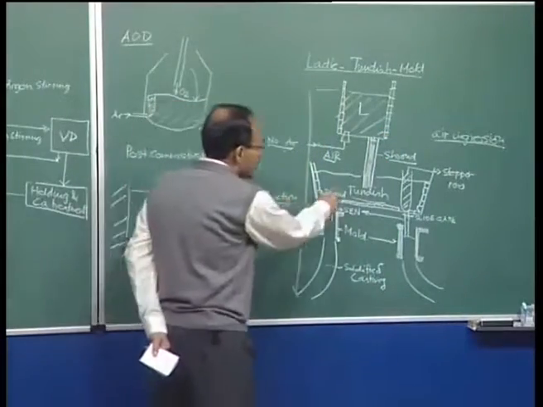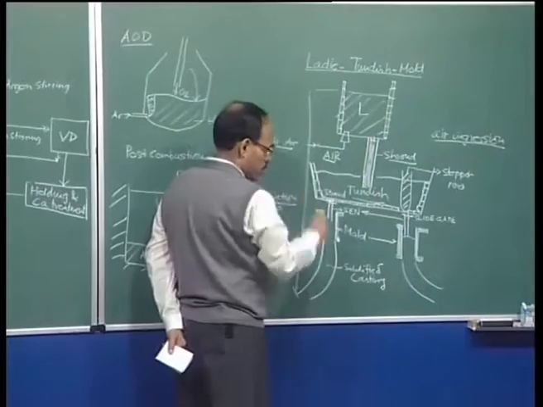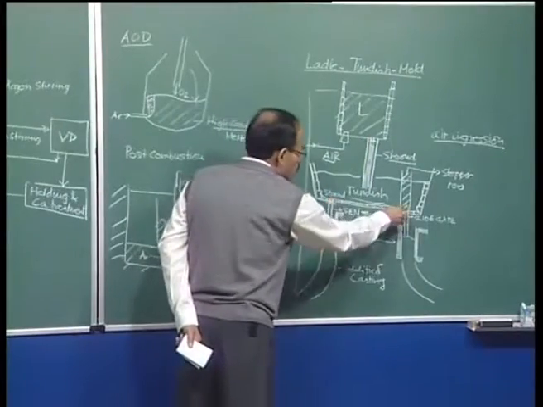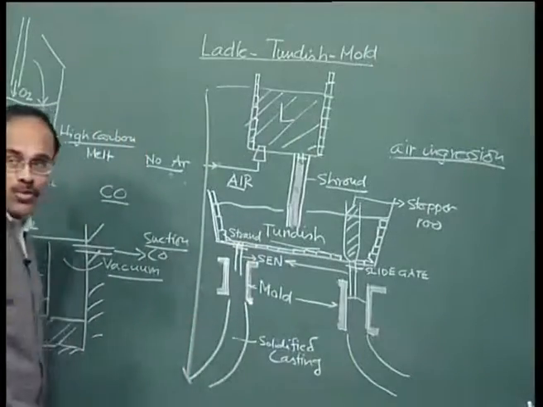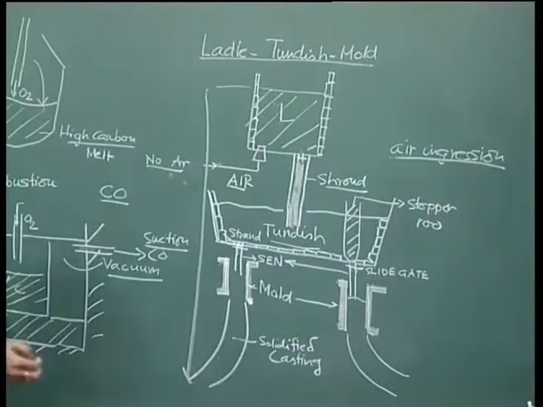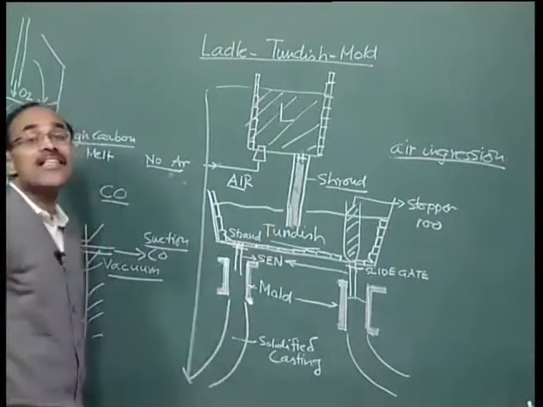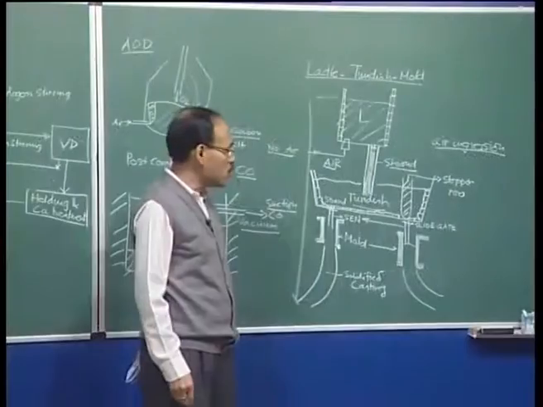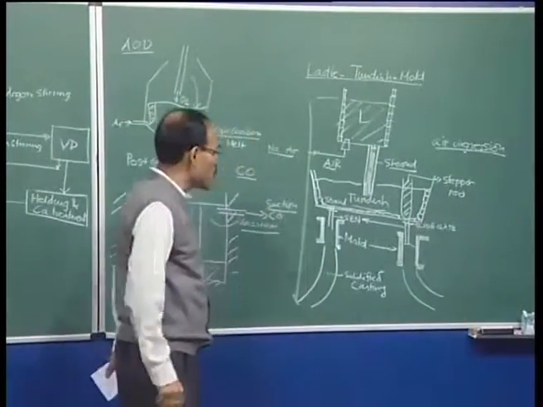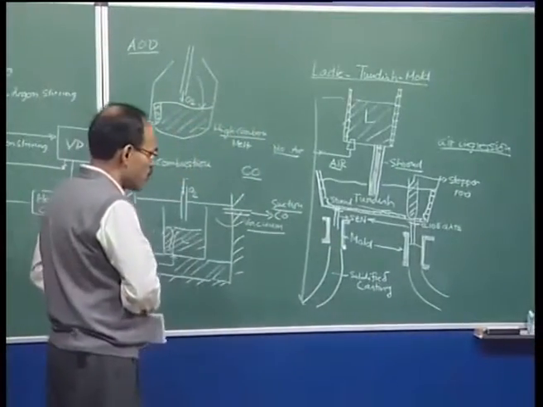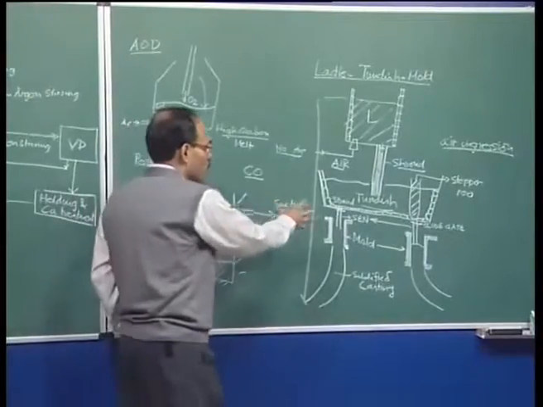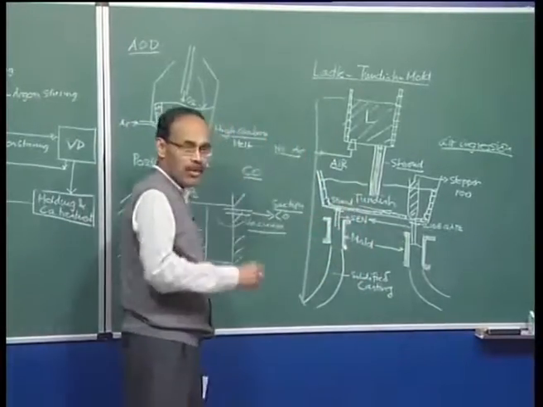As you can see here, we have one shroud entering the tun dish, but the shroud distributes the molten metal into two different molds. Okay. So, therefore, traditionally we visualize the tun dish as a distributor of molten metal into continuous casting molds. I have shown only two molds. It is not necessary that we have only two molds. There could be multiple number of molds.